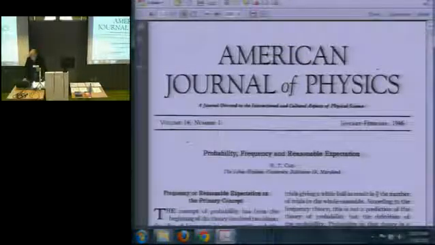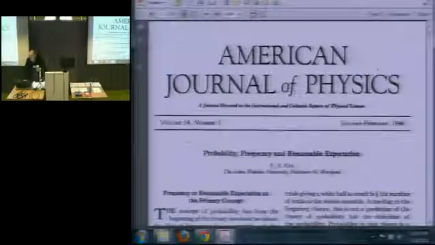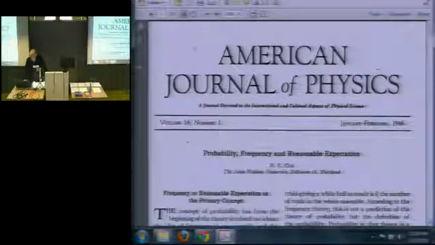So the first paper that he wrote on this was published in the American Journal of Physics in 1946. That's why we couldn't find it, because I had the wrong year. But I'm going to put this on the webpage.